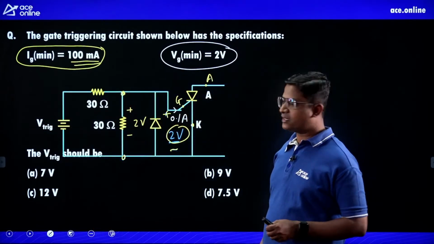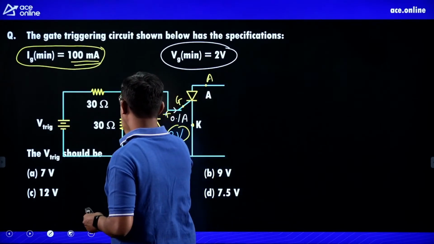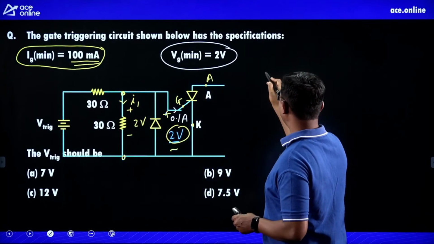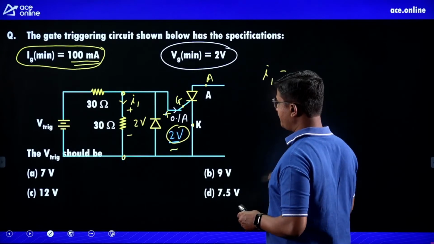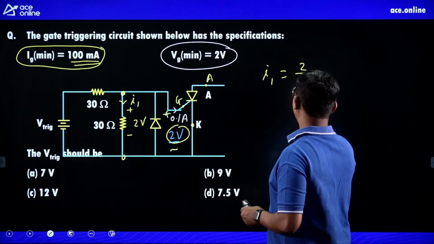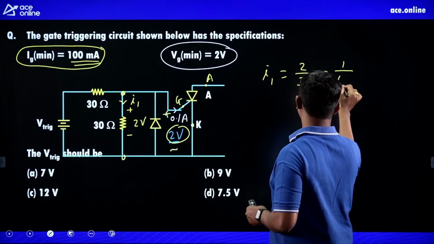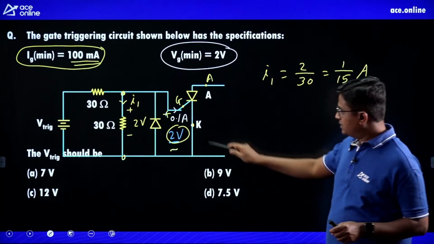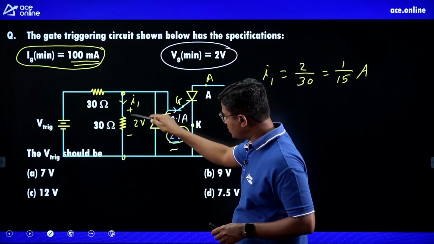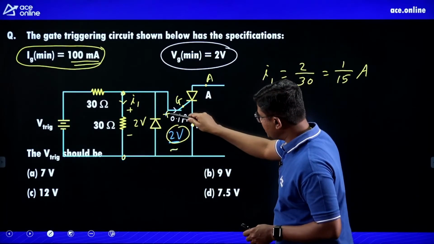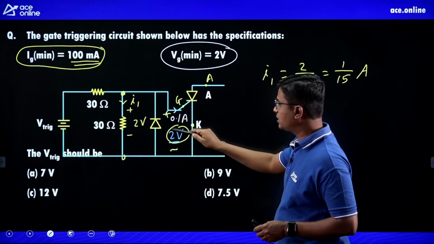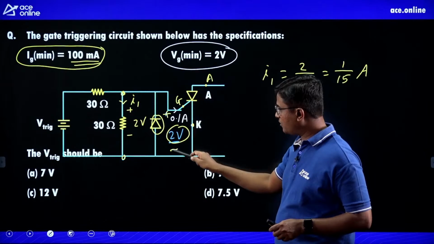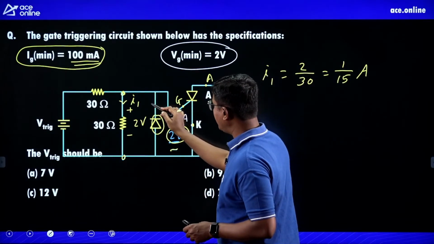Now can I find the current flowing through the 30 ohm resistor? This is I1, right? So I can write I1 is equal to 2 upon 30, which is equal to 1 by 15 ampere. I am saying this is 2 volt, so therefore this is also 2 volt. Now tell me, if here it is plus, here it is minus, this diode will become reverse biased, right? Cathode is at higher potential, anode is at lower. So the diode will remain in an off state.